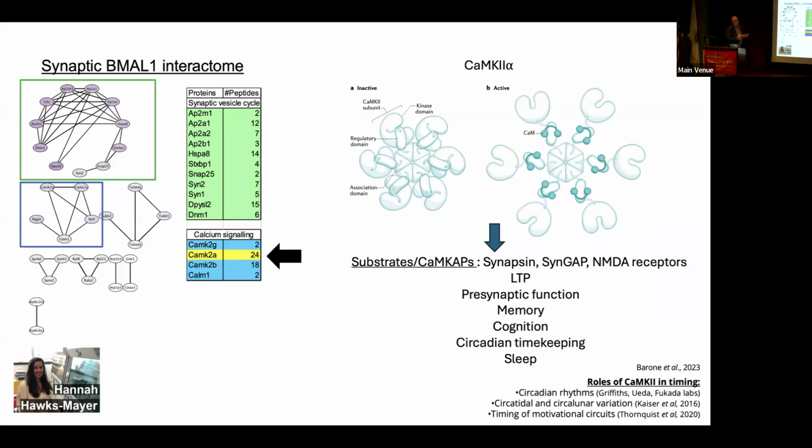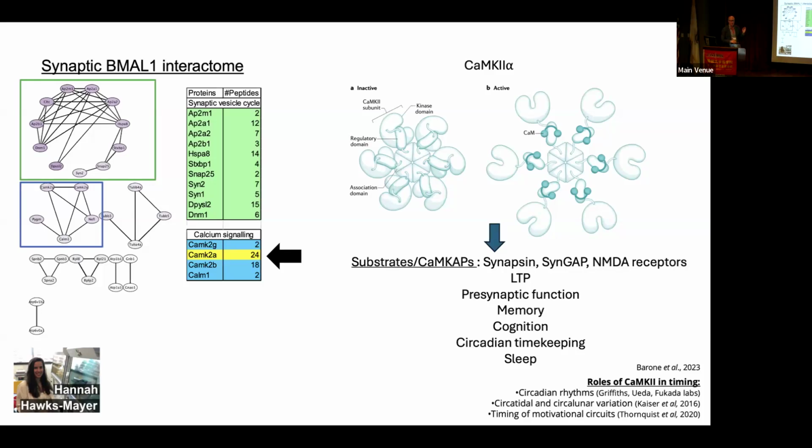And on some level, we were like, oh, that's kind of interesting. You know, CAMK is involved in circadian timing and sleep and plasticity and long-term potentiation. So this could be exciting, but it's abundant. So we're like, oh, I don't know, maybe. Well, let's see. But let me just tell you, it turns out to be absolutely crucial. So let me just tell you a moment about how CAMK2 works.